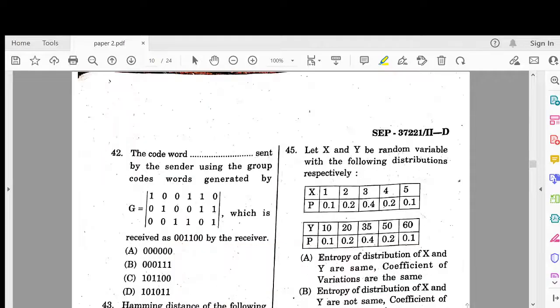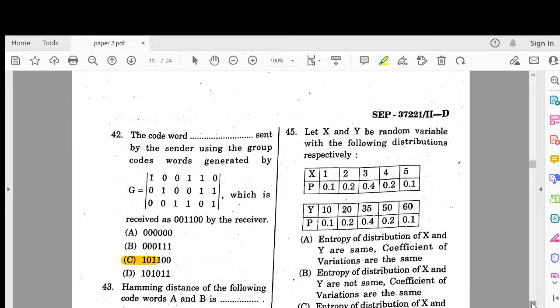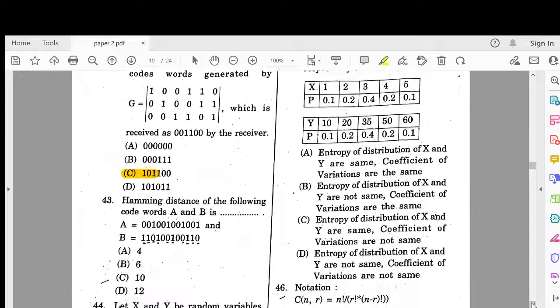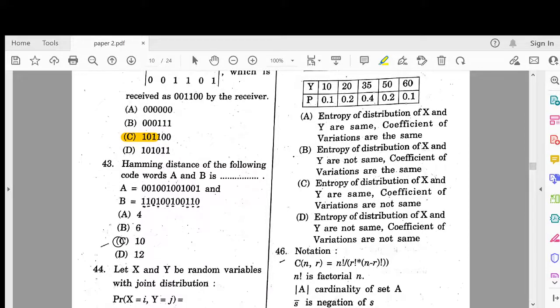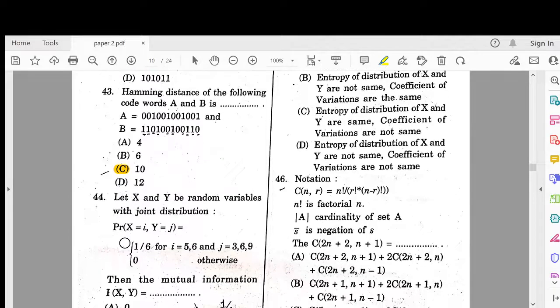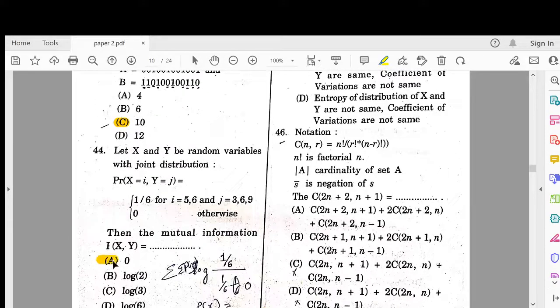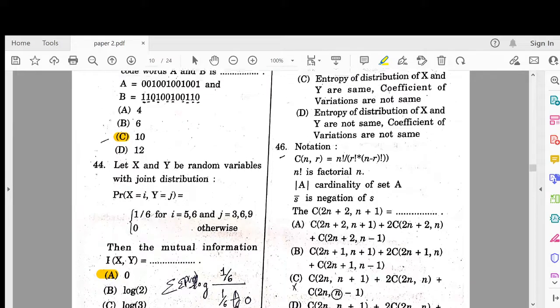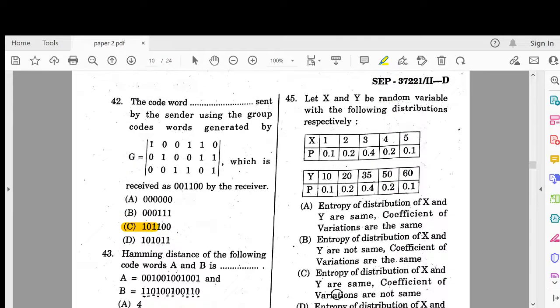Question number 42, the correct answer for this, we are given the group code. And what is the received? Option C, 101100. Question number 43, answer is option C, 10. Question number 44, answer is A option 0, log. Question number 45, the answer is option C.